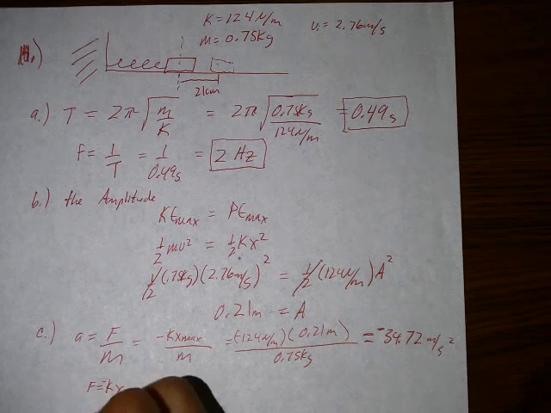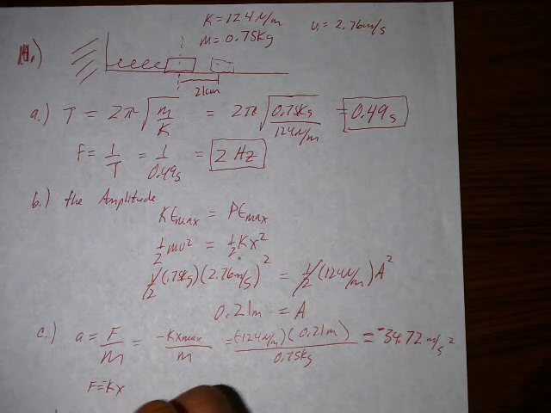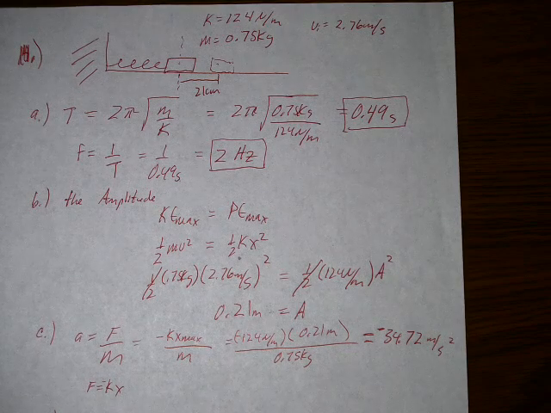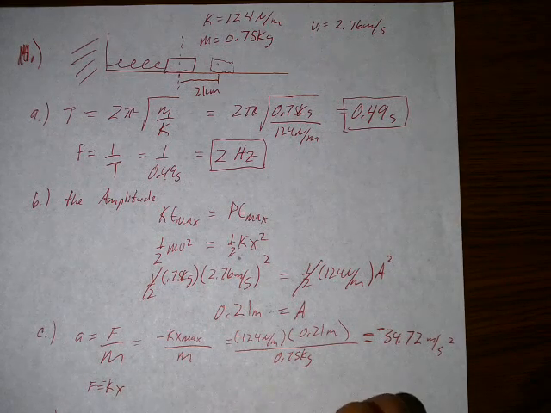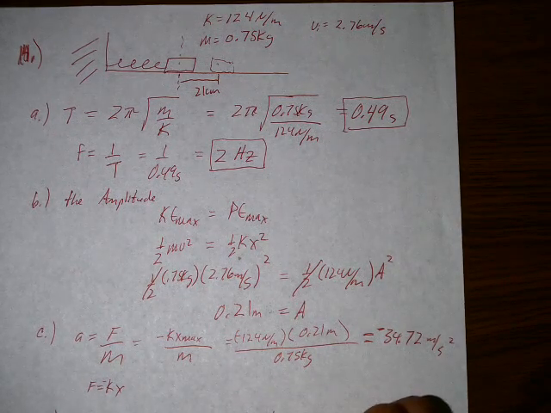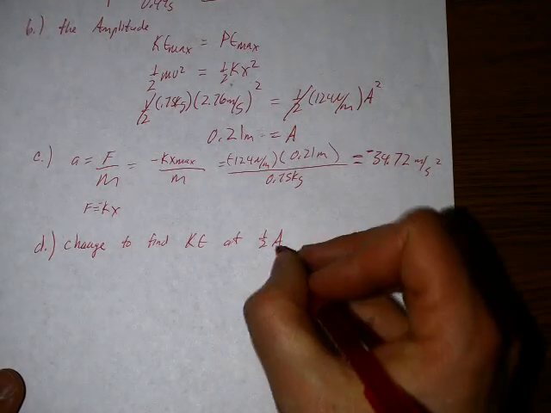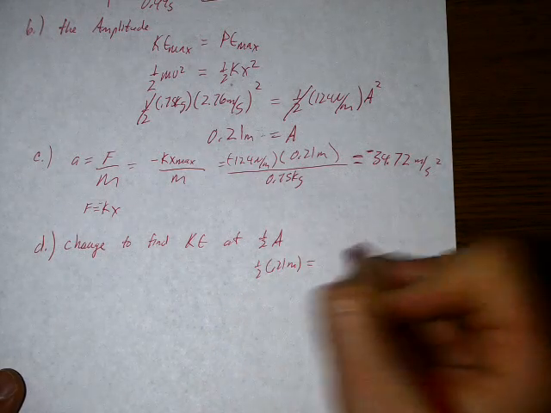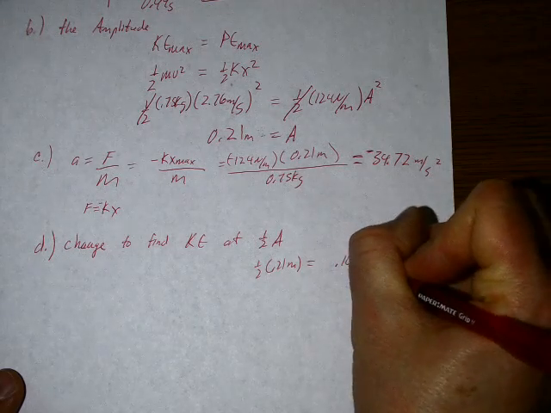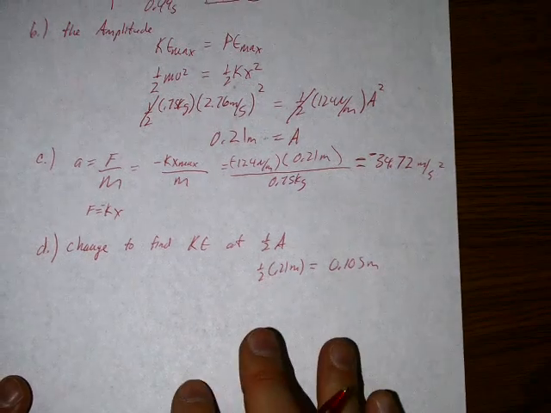Okay, D is the part I'm going to change up because we're not going to deal with D on this one until next class. What have I got? 3 minutes? Something like that? Let's find kinetic energy at 1/2 the amplitude. So that means 1/2 the amplitude would be 1/2 of 0.21, which is 0.105, 10.5 centimeters. So what's the kinetic energy when I'm at that point right there?